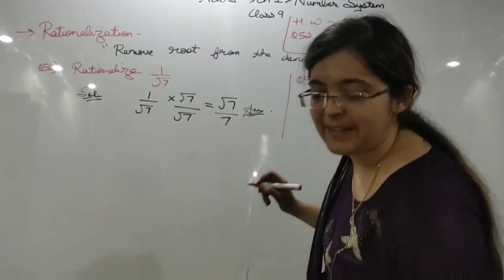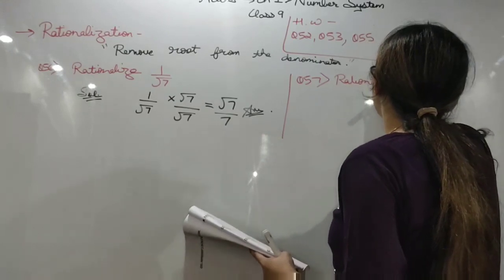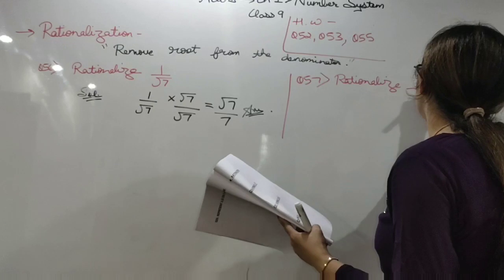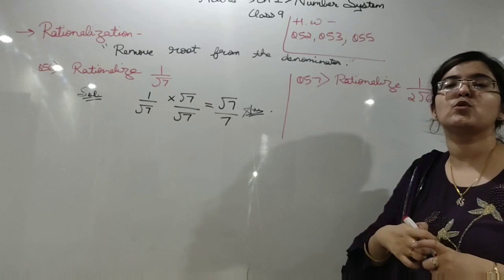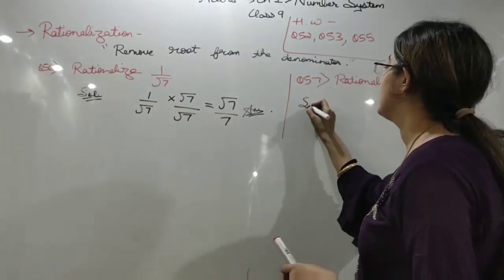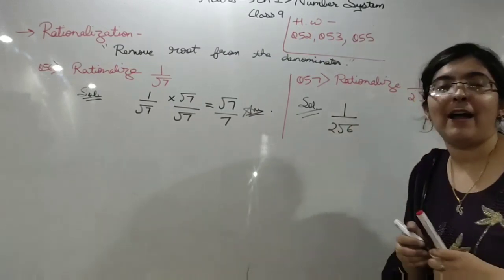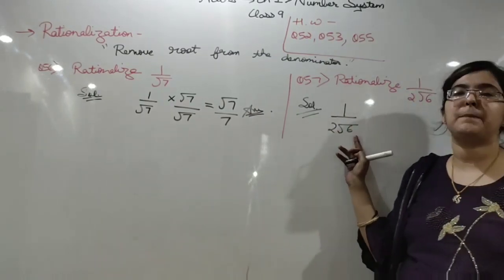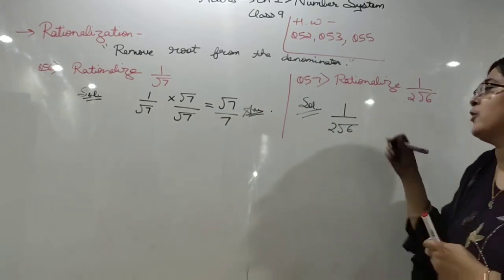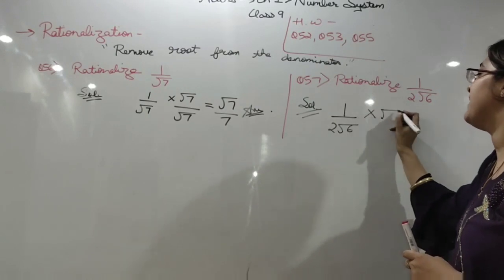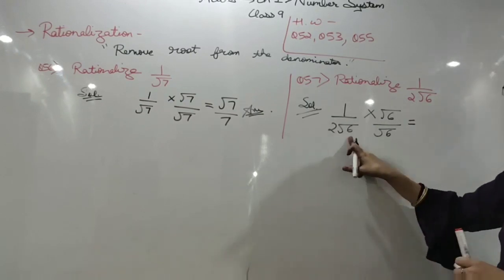Now let's see question 57. What does question 57 tell? You have to rationalize 1 upon 2 root 6. What will you get, students? Let's start. We will write 1 upon 2 root 6. Now I have told you to rationalize, you have to multiply and divide it by the number which is in the root. 2 will remain here only. We will multiply and divide it by root 6. Why? Because root 6 was here.